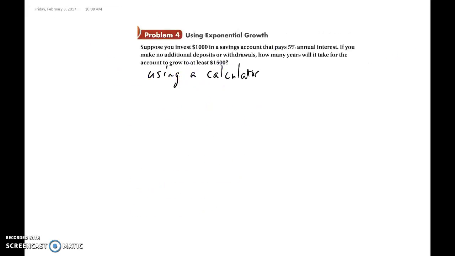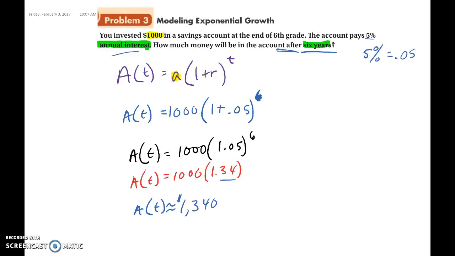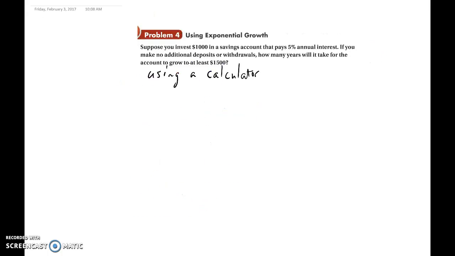All right, so for this problem, it's the exact same one that we just did. If you notice, it has the same percentage, 5%. 1,000 is being initially invested. The only difference is now they're saying how many years will it take to get at least 1,500. So in this case, we would have the exact same equation that we did before, where a sub t is equal to 1,000 times 1.05 raised to our x, or raised to our t.